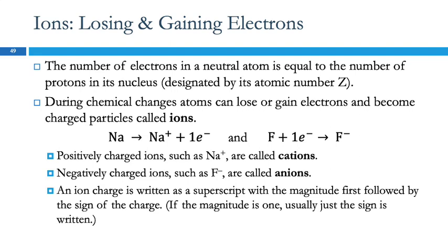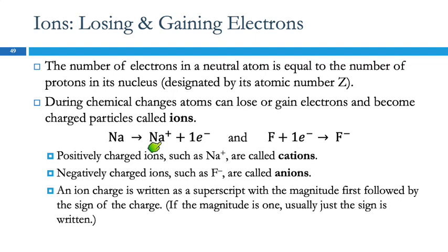Now, in chemical changes, we can have atoms that lose or gain electrons. And when that happens, they're called ions. So an ion is an atom that either has extra electrons or lost some electrons, and so it has an electrical charge. So if sodium loses an electron, it had 11 protons and 11 electrons to start with. It loses an electron, now it has a +1 charge.